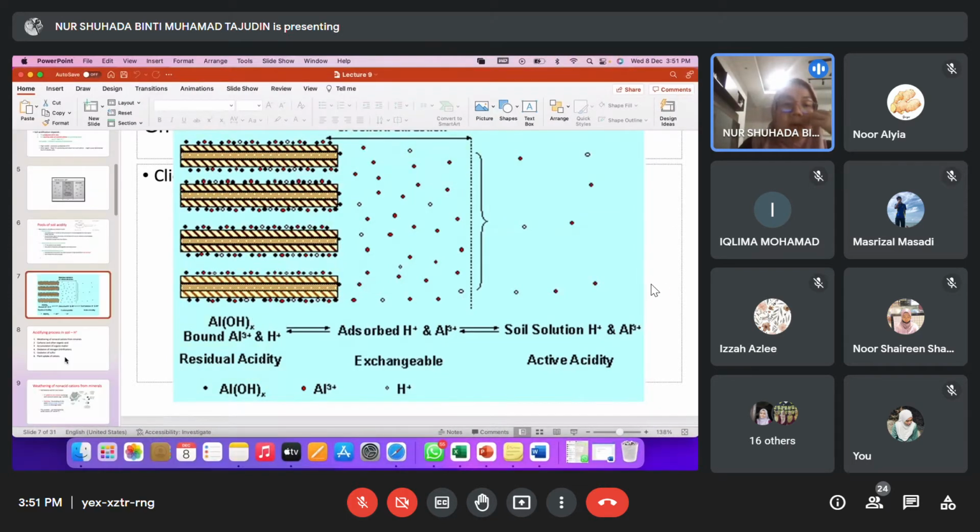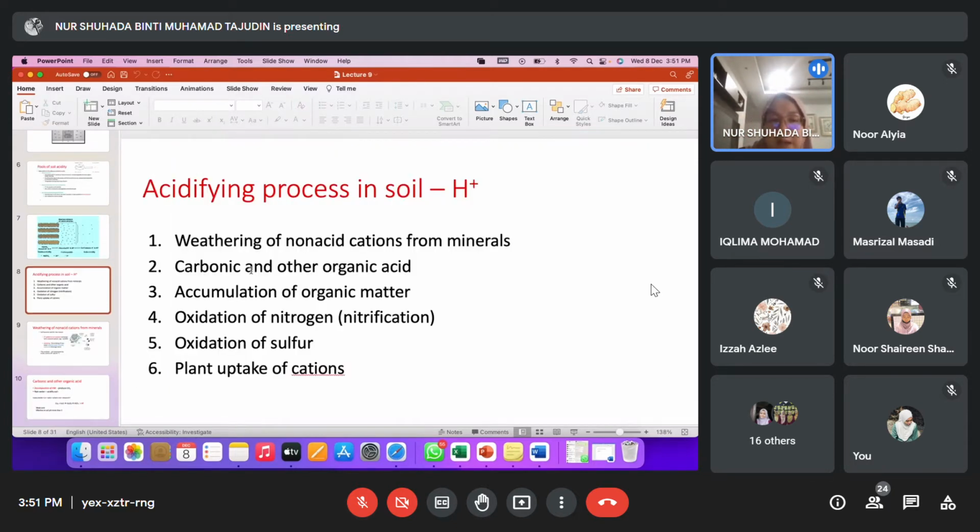Okay. So, we go a few slide more. Okay, acidic process in soils are caused by weathering of non-acid cations from minerals. Okay. Another process is carbonic and other organic acid accumulations and process of decomposition of organic matter. Process nitrification, meaning that dalam proses nitrification is the changes of when you put fertilizer. Fertilizer are changed into available nutrient, which is nitrate. That is the process of oxidation, which cause the nitrification, which cause the acidification of the soil. The fifth one is oxidation of sulfur. And the last one, which I have mentioned just now, is plant uptakes of cations.